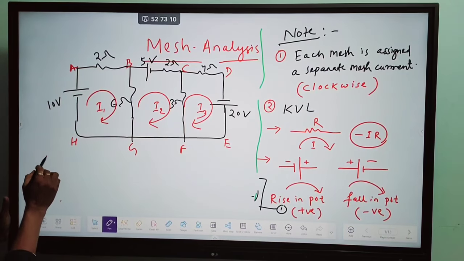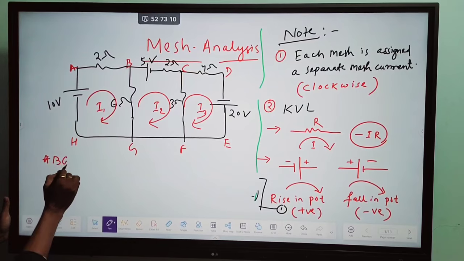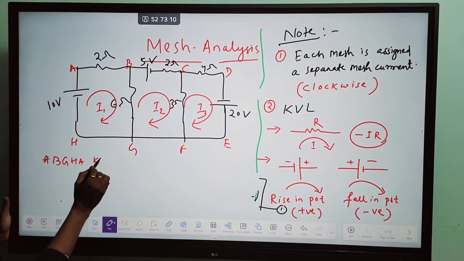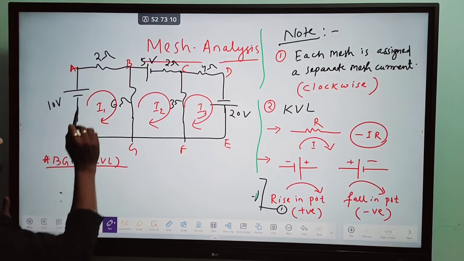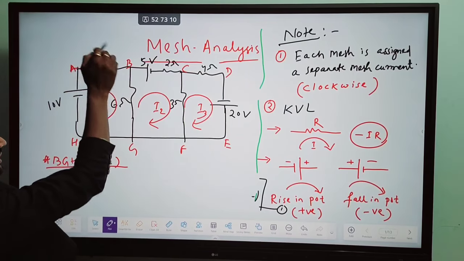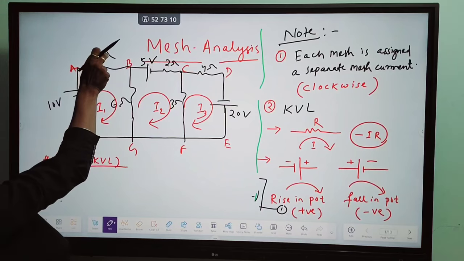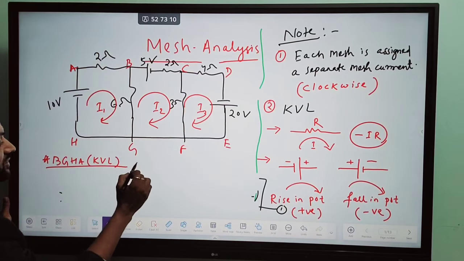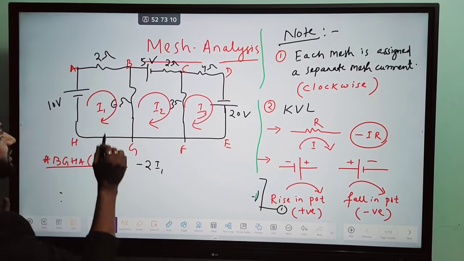So what is the first mesh? First mesh is A, B, G, H, A. And we'll apply KVL in that mesh. So A to B, what is the potential drop? Tell me, what is the potential drop? Current is I1, resistance is 2. So potential drop will be minus 2 I1. See, for a resistance the potential drop will be negative.